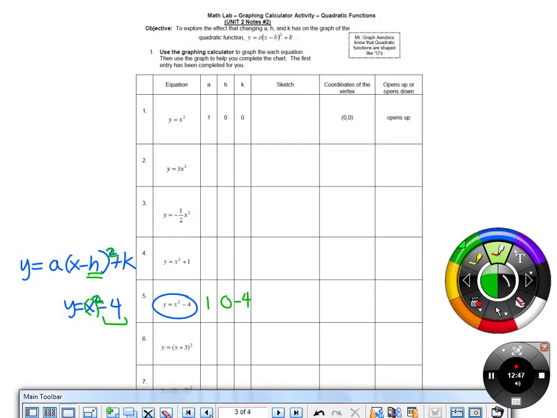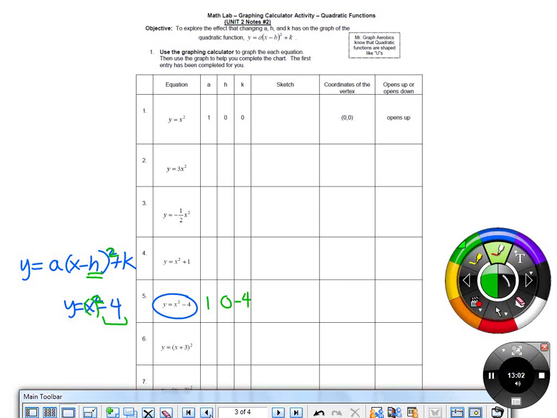Your 3 was like a vertical stretch because it was like someone took the parent function and stretched it out vertically, and that's what would make it look skinnier and steeper. Your 1/2 is like a vertical compression because it's like someone took it and squished it closer together like this, which would make the parabola look like it was going out wider.